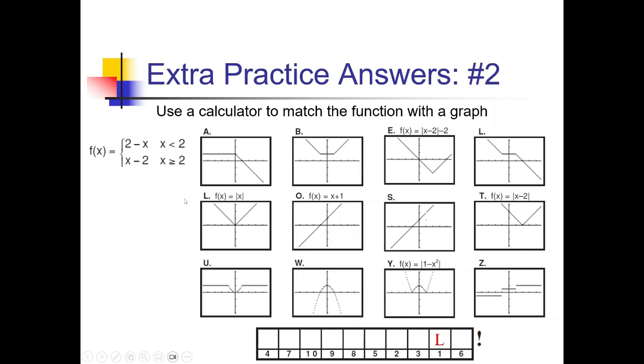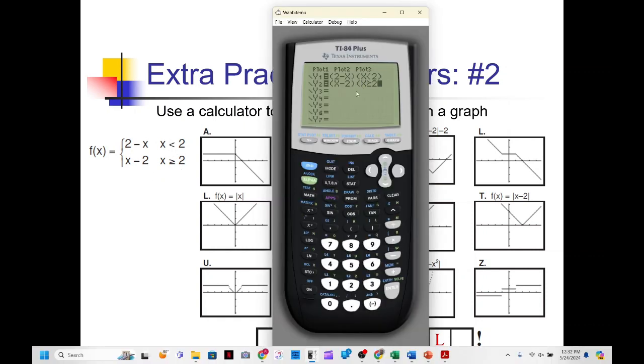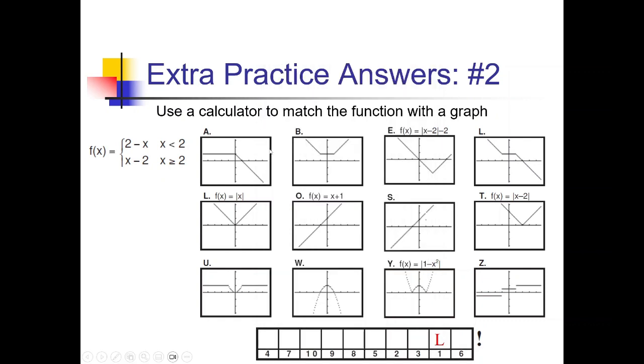Here we go now with problem number 2. Let me take a moment to enter this in my graphing calculator. So here's what all of that looks like in my y equals. Let me go to graph now. I'm going to keep the window from last time. So there's one branch. There's the other branch. It looks like an absolute value graph, just shifted 2 over. And I see that right here, choice T. So I'm going to put T in spot 2.